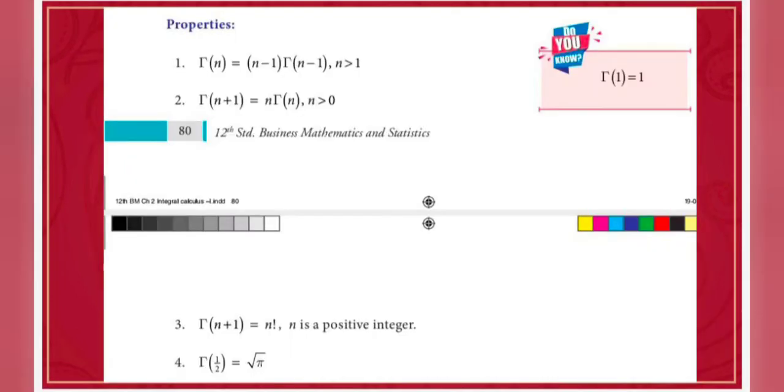Now the properties. Gamma of n can be written as n minus 1 into gamma of n minus 1, where n is greater than 1. Gamma of n plus 1 is equal to n gamma n, where n is greater than 0. Gamma of 1 is equal to 1. Next, gamma of n plus 1 is equal to n factorial, where n is a positive integer. Gamma of 1 by 2 is equal to root pi. So these four properties we will be making use of in the sums. And gamma of 1 is 1. That also you have to remember.